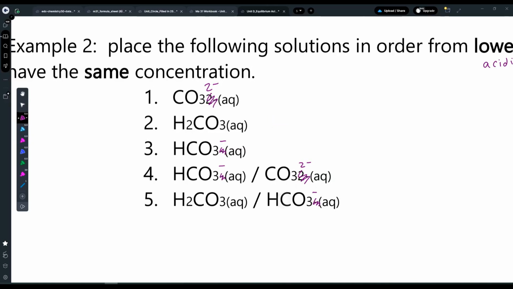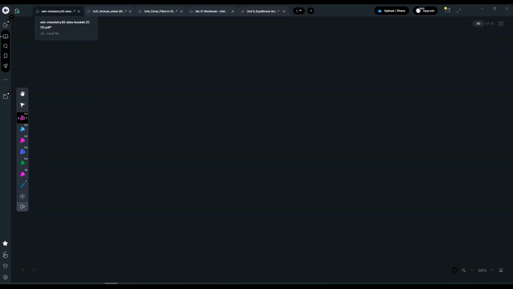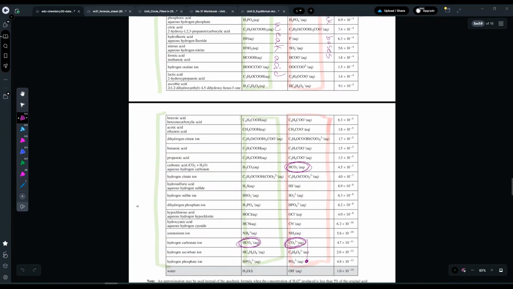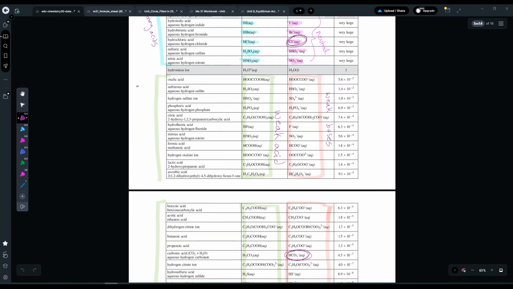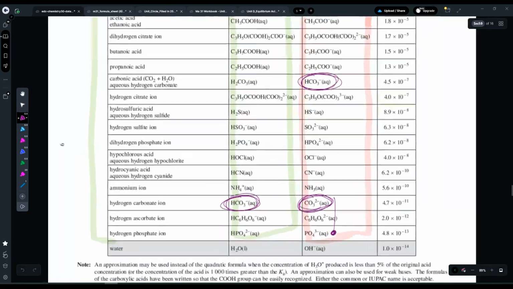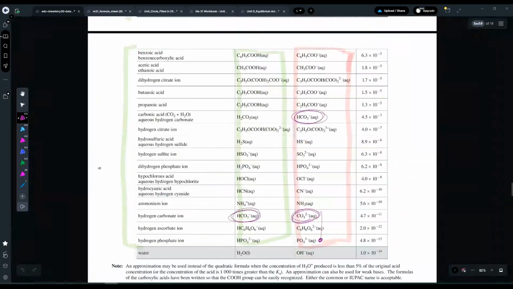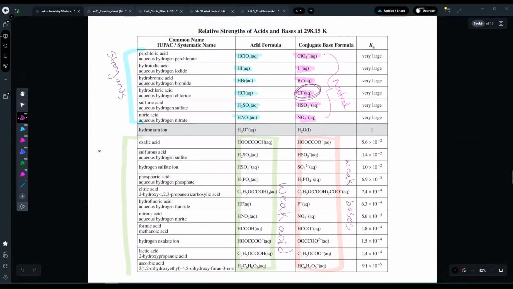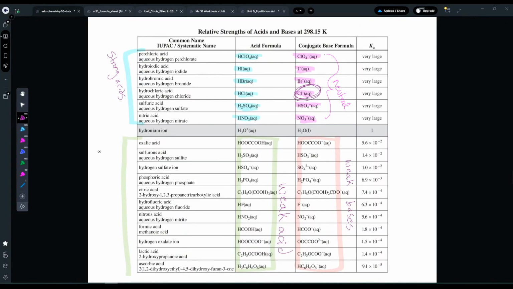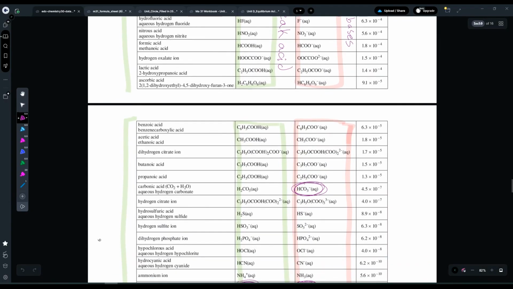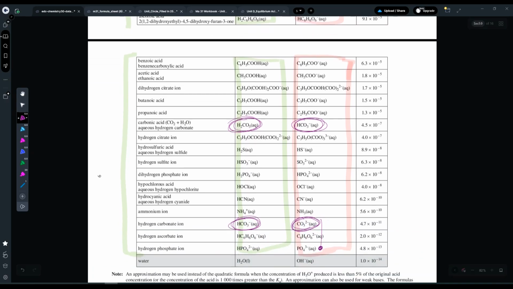Okay, so the most acidic one, if we look at our data booklet, let's just go through and circle our chemical species here. Okay, so we already have the carbonate ions circled. Carbonic acid, we are going to find that. Let's see, right there. Okay, now we also had some carbonate ions, which I already have circled here, and I think that's everything.